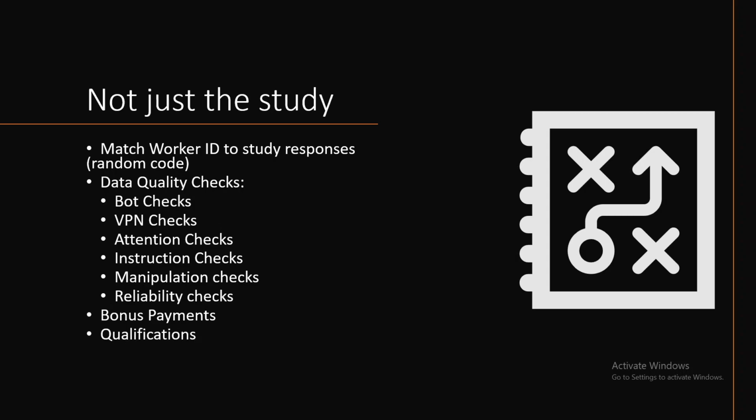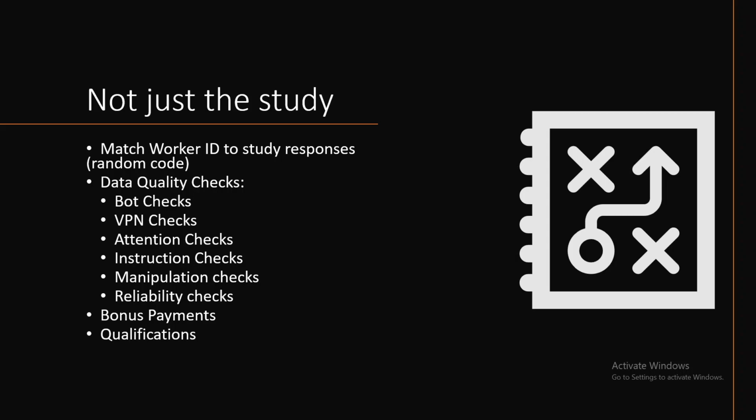But it's not just about the study. There's a couple of other things that you need to make sure that you're doing to ensure you have good data. So the first thing that you need to do is be able to match the worker ID to their study responses. And this is with that random code that you see from video 1 and in most summaries of how you use Mechanical Turk. The random code allows you to connect the worker to the data that they generate. That way you can go in and see, did the worker give me good data? And if not, you'll reject the HIT. Or if they did give you good data, you accept the HIT and pay them.